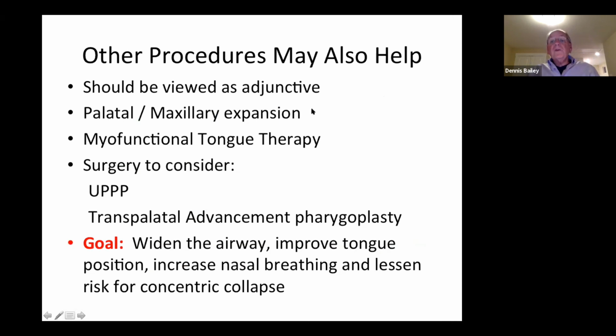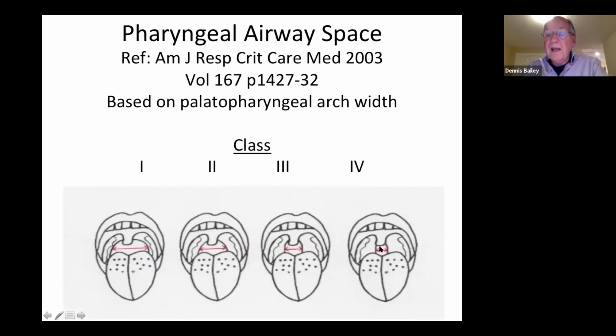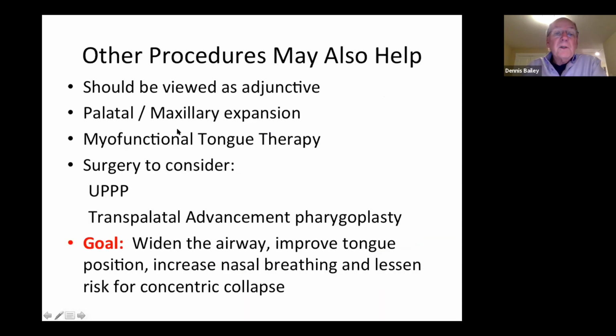Other procedures may also come into play or may help, and should be reviewed as adjunctive procedures. So palatal and maxillary expansion can be helpful. Why? Because I'm going to go back to here, it can take and make this wider. Eric said to me in an email that he hasn't found a good way to deal with this, and I emailed him back some of my thinking, okay? Palatal maxillary expansion, whether there's a crossbite or not, widening the maxilla.